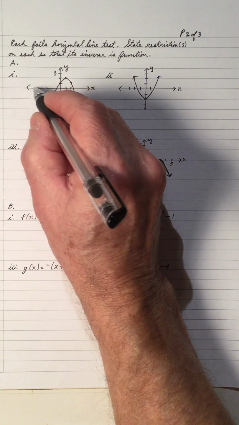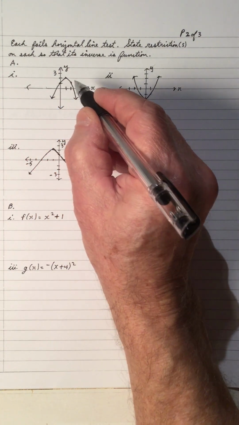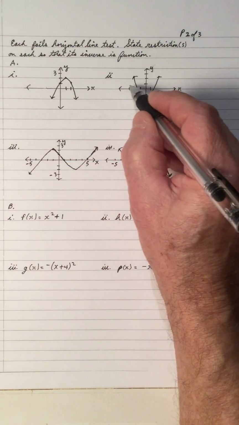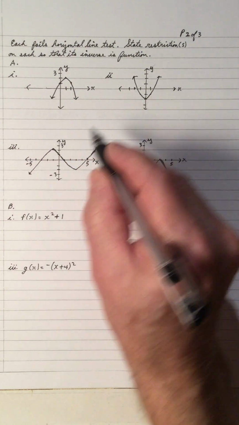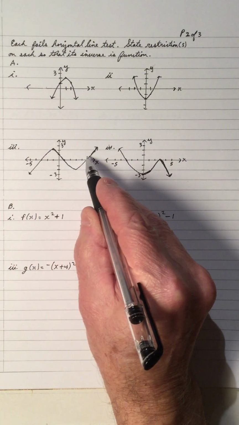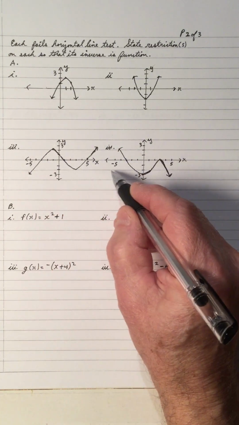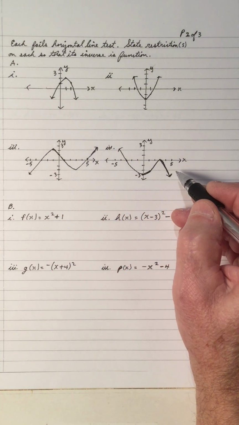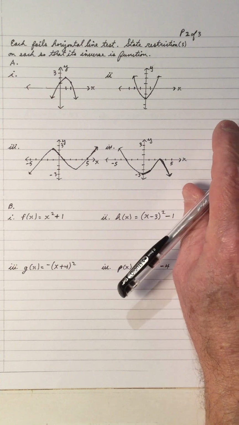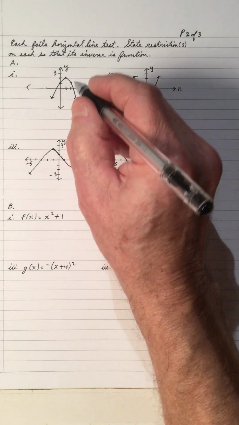Notice that this one fails the horizontal line test because it passes through 2 points. This passes through 2 points. Horizontal line passes through 3 points. So they fail the horizontal line test. So what are the restrictions?